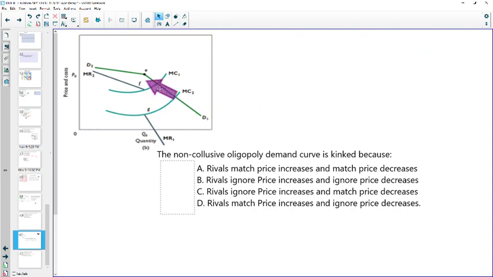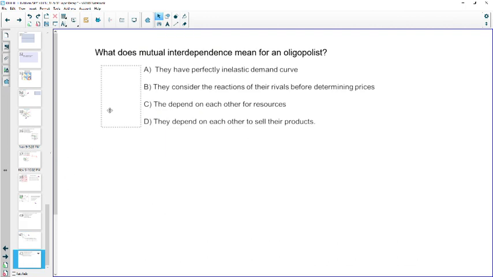In a non-collusive oligopoly, you cut off the top of the demand curve because when you raise prices, you lose a lot of business. Look at that kink demand curve, which corresponds to this kinked marginal revenue curve. It's because rivals ignore a price increase and they have no choice but to match a price decrease. What does mutual interdependence mean? They consider the reactions of their rivals before determining prices. They're constantly looking at each other.